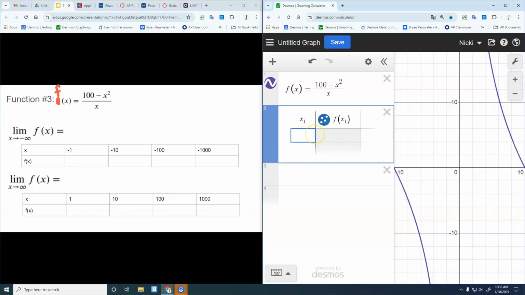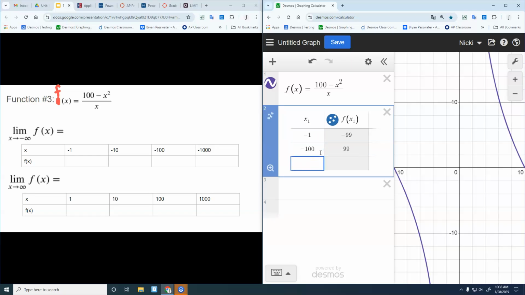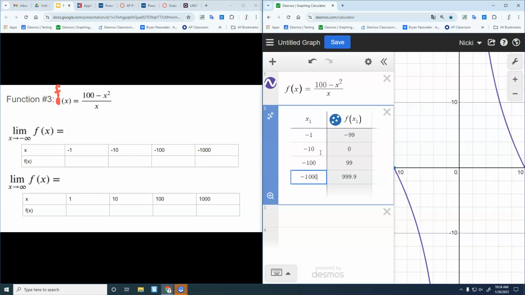Okay. So if I plug in negative 1, it'll calculate it for me. And then I could do negative 10 and negative 100 and negative 1,000. Now let's look at what's happening here. Now I've got negative 99, 0, 99, 999.99. Now, this one does not look like it's going to 0. It looks like it's going up.